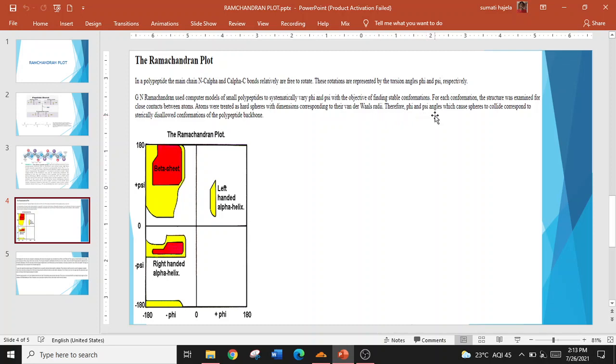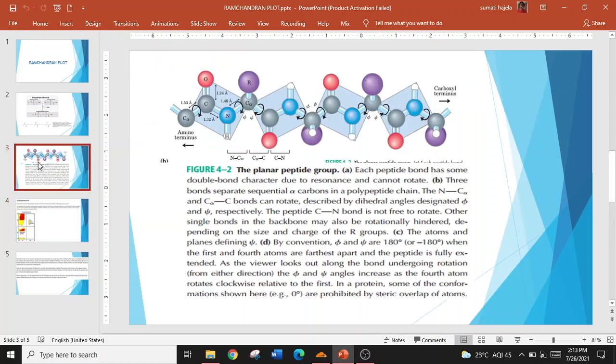Therefore, phi and psi angles which cause spheres to collide correspond to sterically disallowed conformations of the polypeptide backbone. इस बैकबोन में सी एन सी एन अल्फा सी अल्फा सी एन, this is the backbone of polypeptide chain.